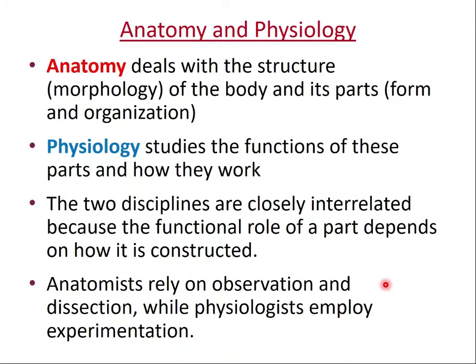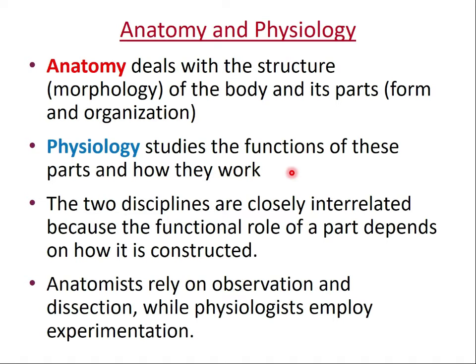So, what is anatomy and what is physiology? Anatomy deals with structures. It talks about the morphology, it talks about parts of the body and how they are organized. So, anatomy is everything to do with structure, everything to do with how things are organized in our body. When it comes to physiology, it is the study of functions, of how these parts work together. So, physiology is the functional aspect of the structures that are defined by the anatomy.